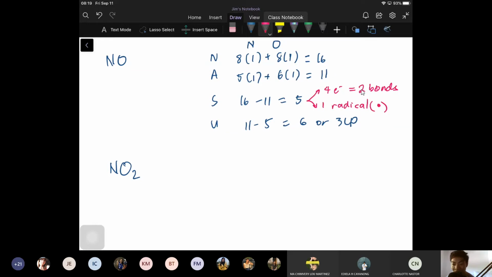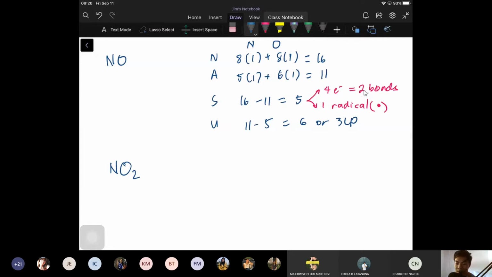Usually, even number talaga yung matitira, diba? Okay? So, ganun yung remedy. Pag may nitrogen, odd number yung shared, mag-minus 1 ka, no? That 1 corresponds to your radical. The remaining electrons will be used to form bonds.